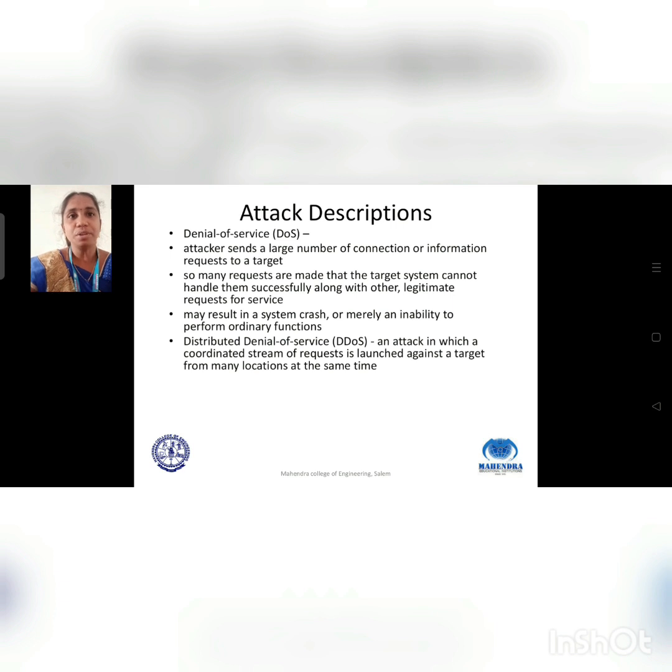Next one, distributed denial of service means an attack in which a coordinated stream of requests is launched against a target from many locations at the same time.